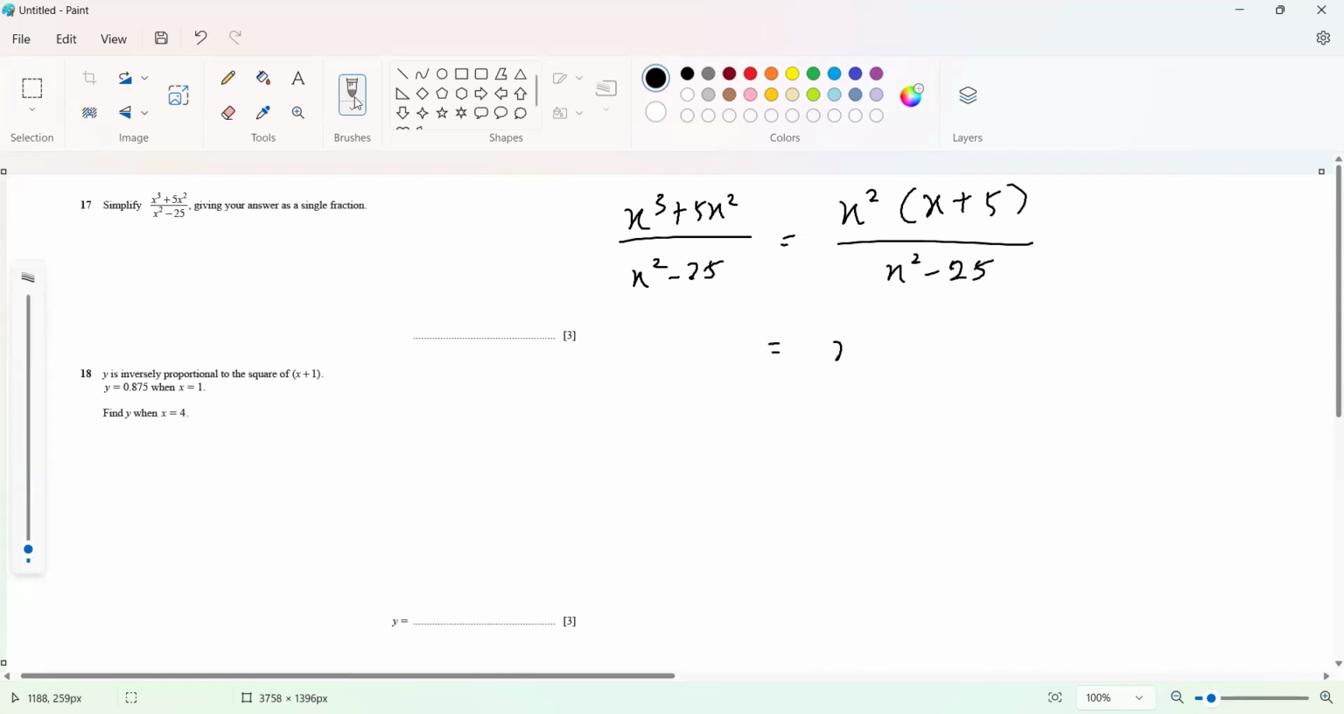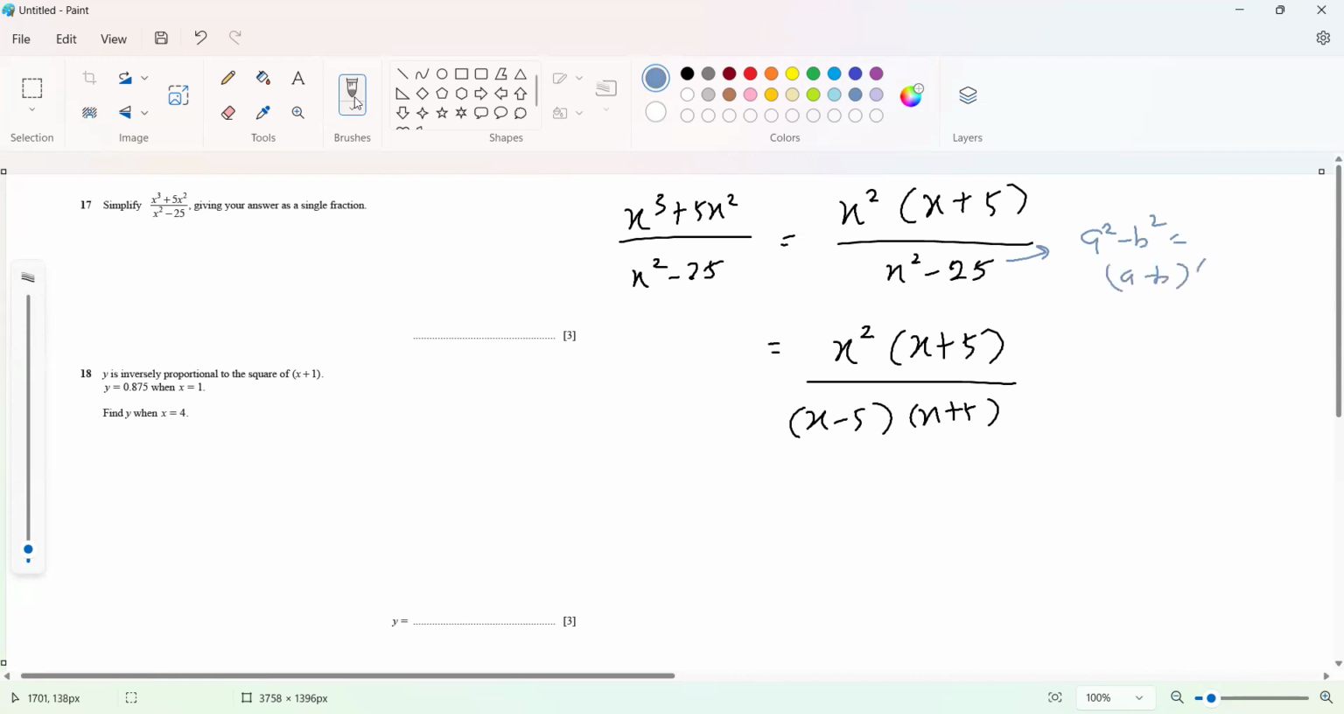So we can break down the bottom as well. x squared minus 25 can be broken into x minus 5, x plus 5 because of this relationship. If you recall, a squared minus b squared equals a minus b, a plus b. By this point, you should memorize this already. Please make an effort to memorize it because this is very useful in the exam. So x plus 5 and x plus 5 can cancel, so we are just left with x squared over x minus 5. And that is for 17.